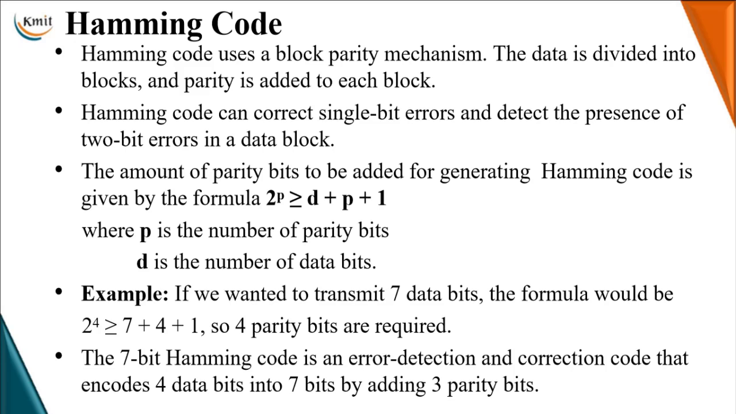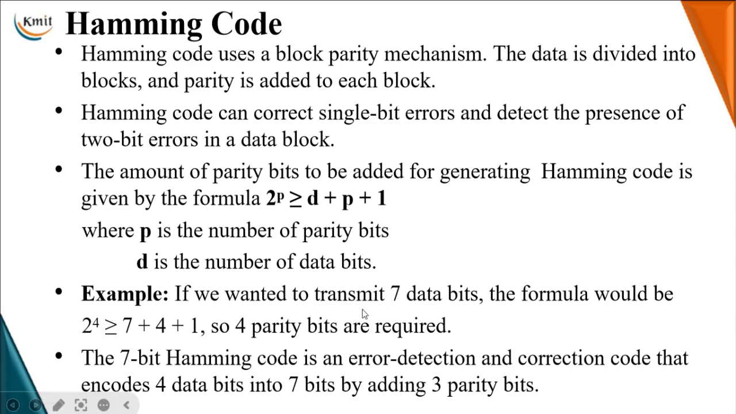For example, if I want to transfer 7 data bits, the minimum number of parity bits required has to be determined by the trial and error method. If I start with p equal to 1, 2 power 1 becomes 2, which does not satisfy the relation 2 power p greater than or equal to d plus p plus 1. Now let me replace p with 4: 2 power 4 becomes 16, and 16 is greater than or equal to 7 plus 4 plus 1, which is 12. So it satisfies the relation with a p value of 4. Hence, to transfer 7 data bits, the minimum parity bits required is 4.